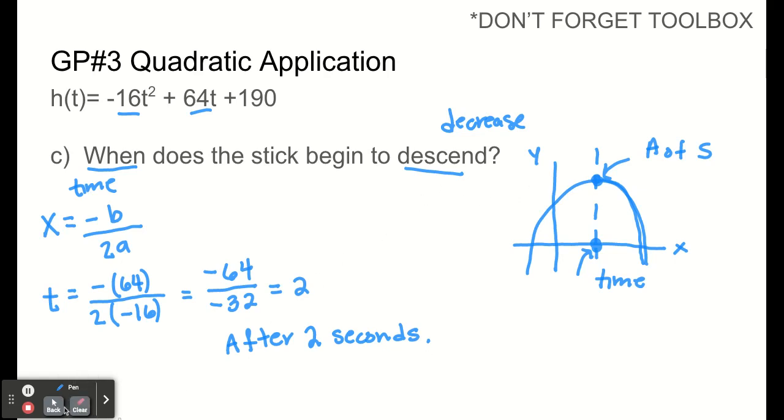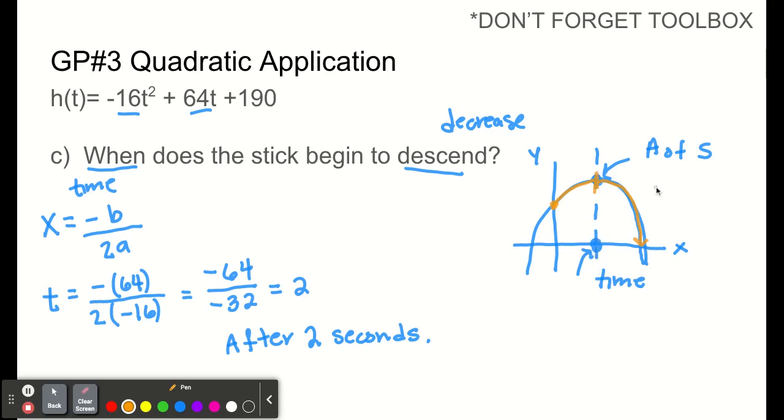So let's just take a look at this, make sense of this. The stick is thrown from this height here. It increases until it gets to its maximum height. Then it turns around and it begins to decrease back to the ground. So this is the point where the stick begins to descend, and the time at which it begins to descend is the axis of symmetry.